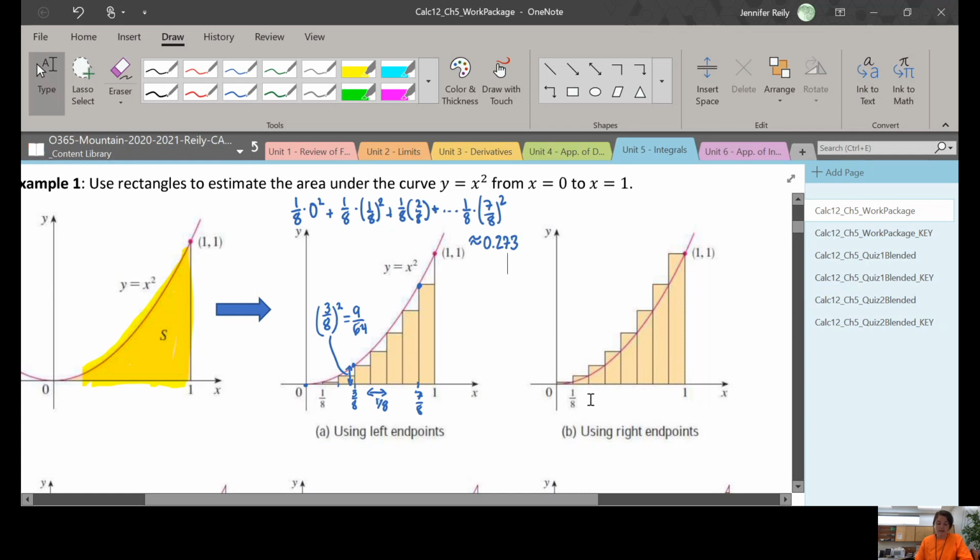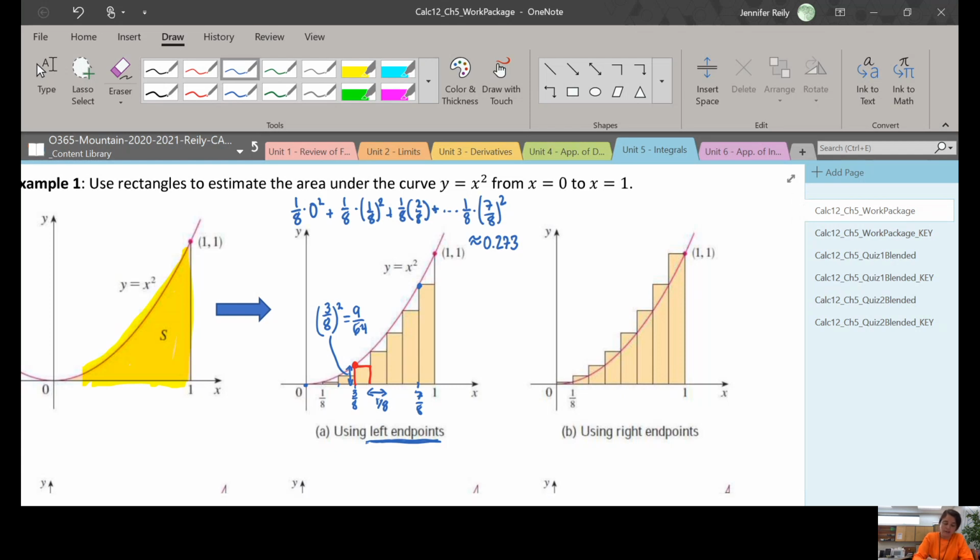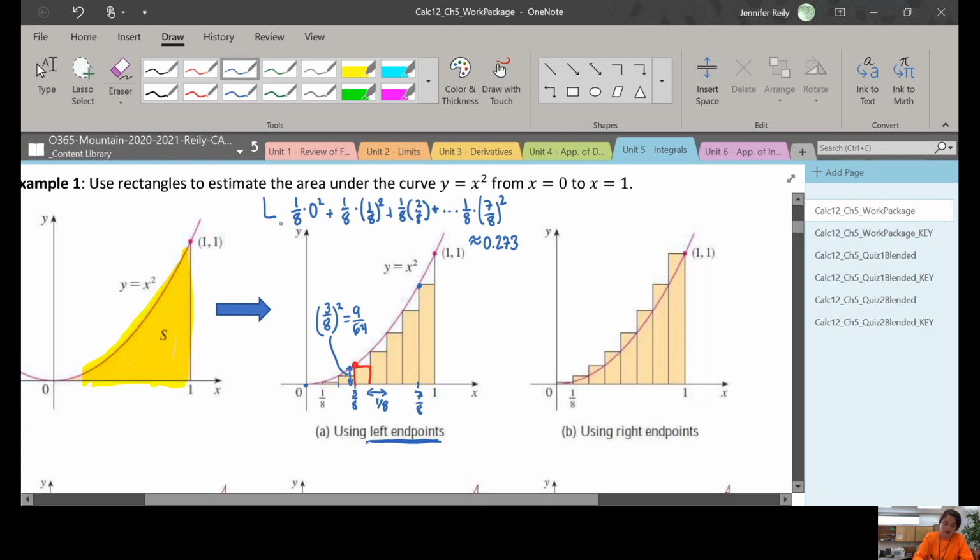And we have a special name for this estimate, because we're using the left endpoints, meaning each rectangle, when you draw it, see the left side comes and touches the curve. So the leftmost point on the rectangle is what's hitting the curve. So we call this estimate L for left, and then 8 because there's 8 rectangles. So L50 would be the left endpoints with 50 rectangles, okay?